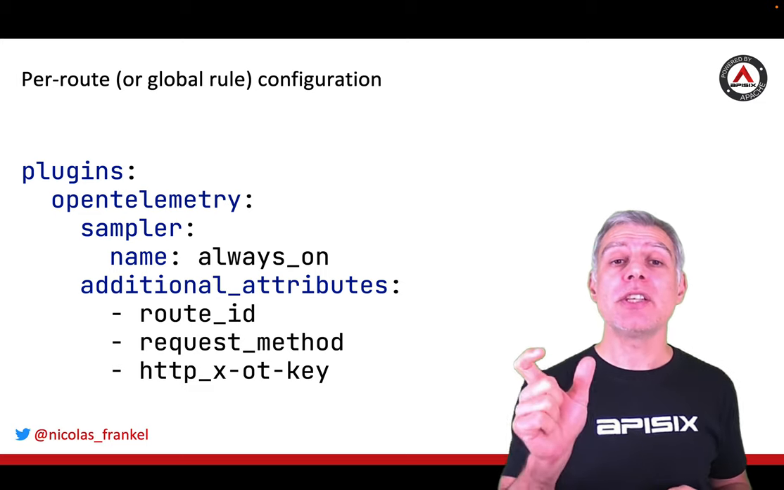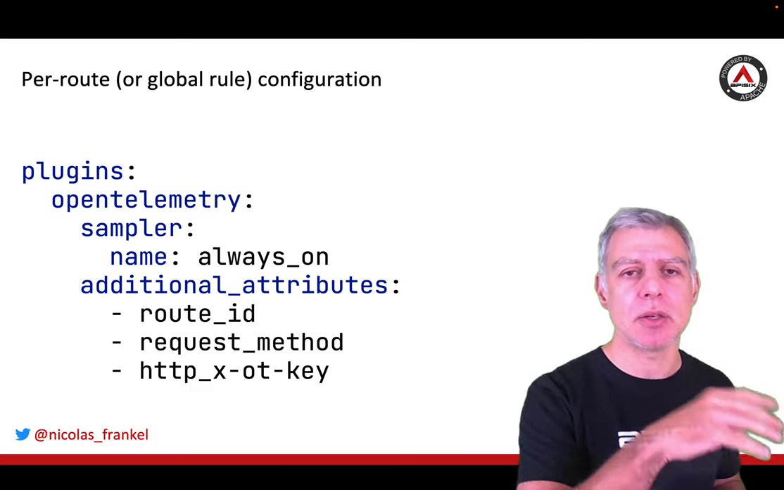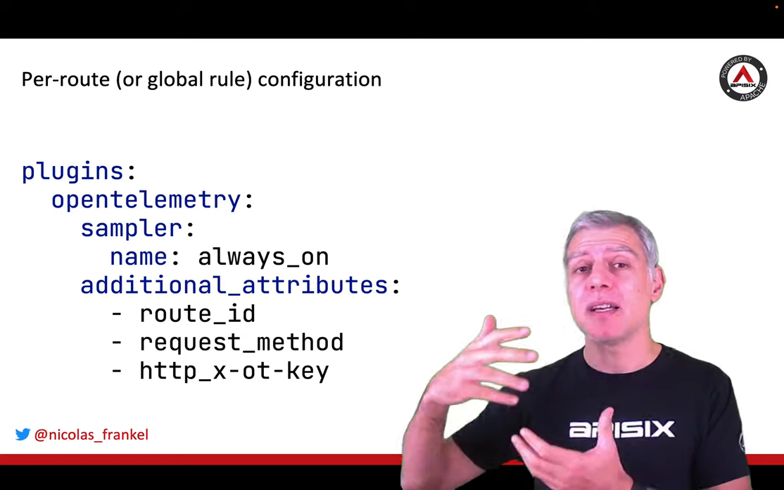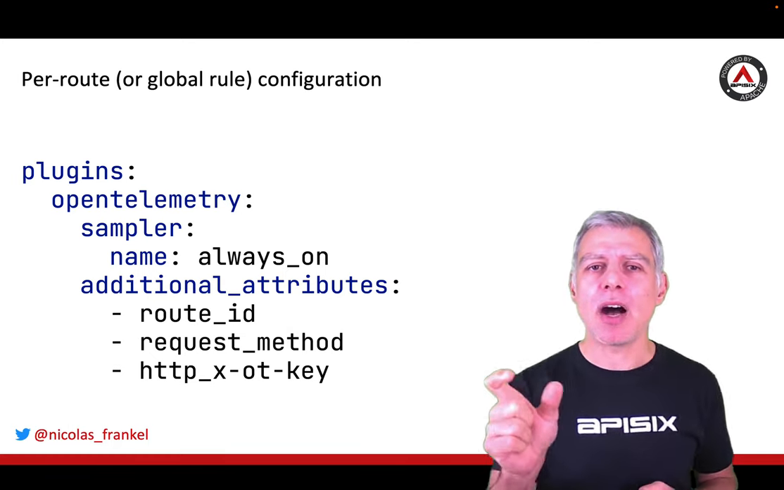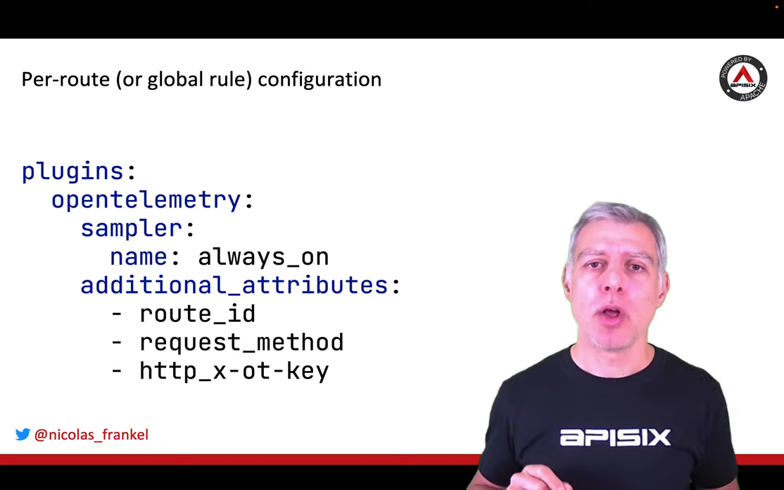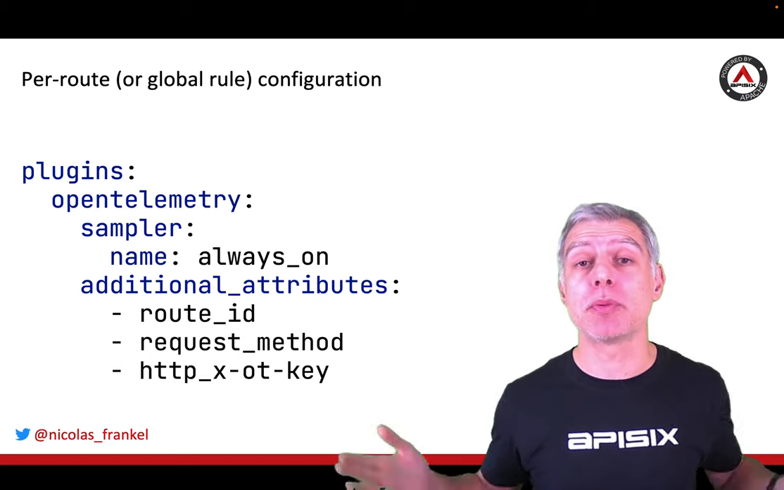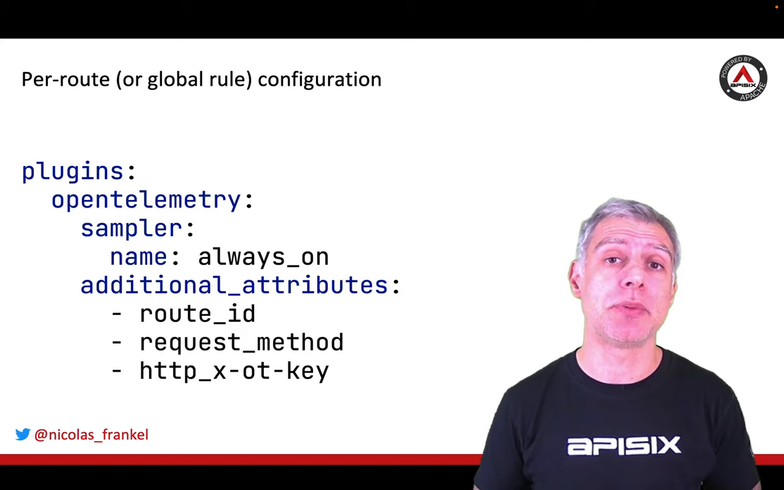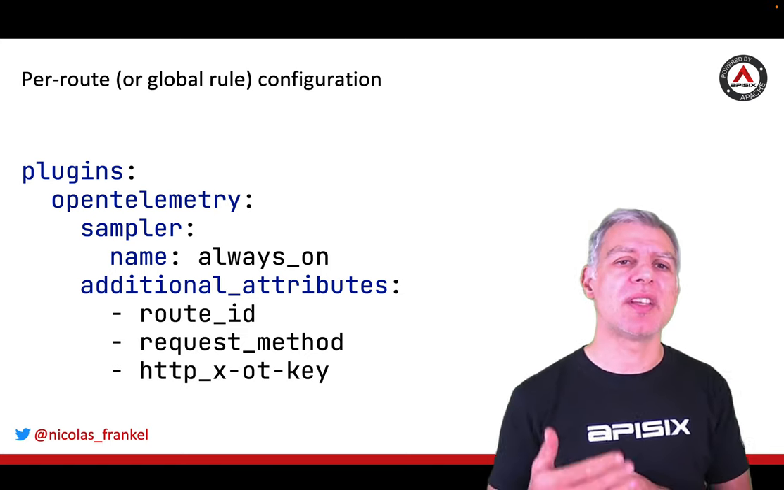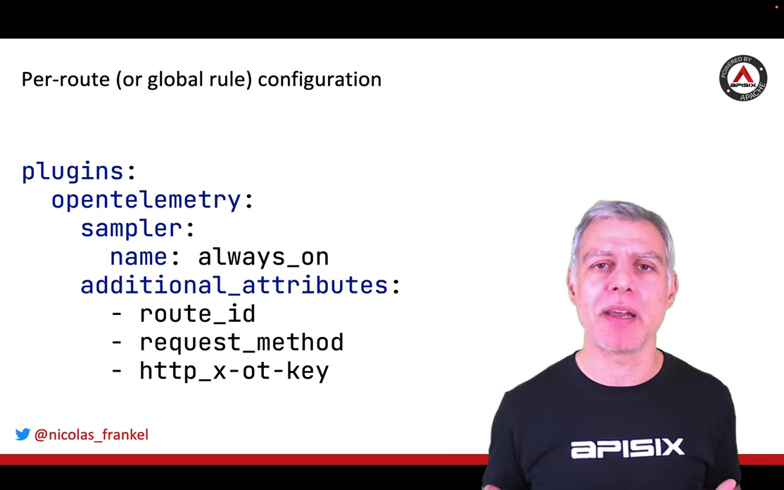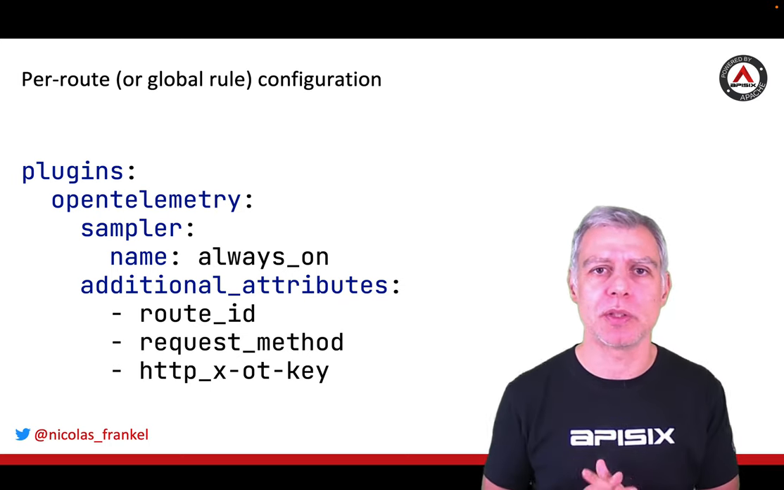Then for each route, so here I have a single one, but you can have different configuration depending on which route, you will say, okay, how much sampling do I want? Normally, and depending on your volume, you probably don't want 100% because it will overflow your stuff. You want a sample. Here, this is a demo. I will say I want to sample everything. Again, probably not what you want to do.